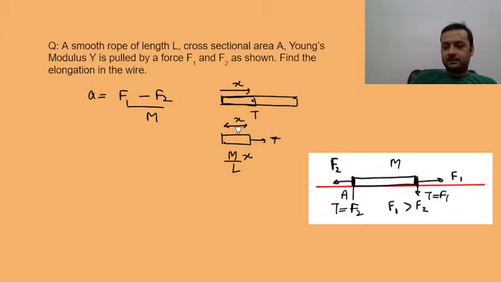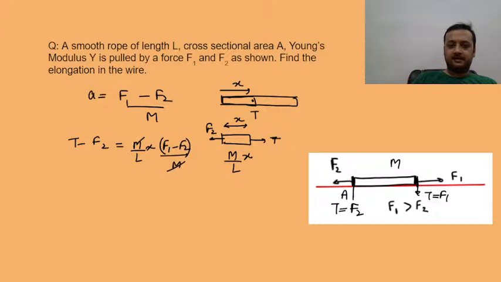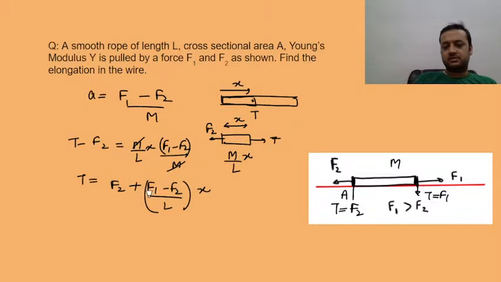Okay. So what will be the force equation that you are going to write on this? Very simple: tension minus force. Here the force F2 was acting, remember? So tension minus F2 is equal to mass into acceleration. The mass is M by L into X, and the acceleration I had found is F1 minus F2 by M. So here M and M will get cancelled. You can see that the variation of tension has come out to be linear: T equals F2 plus F1 minus F2 by L into X. F2 is a constant, this is also constant, so tension is varying linearly with X.